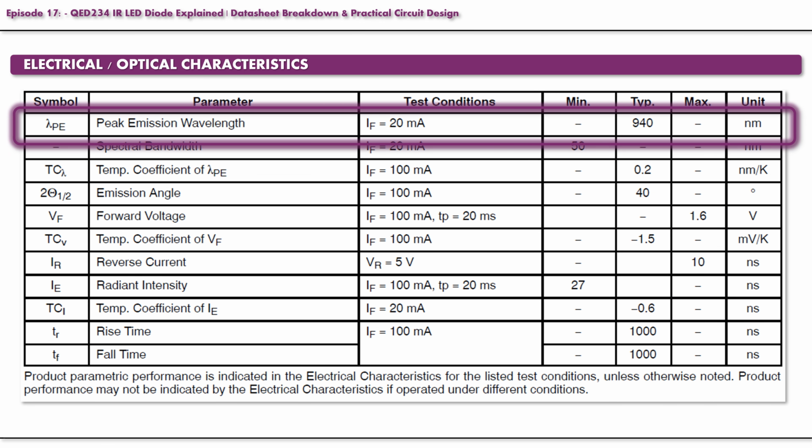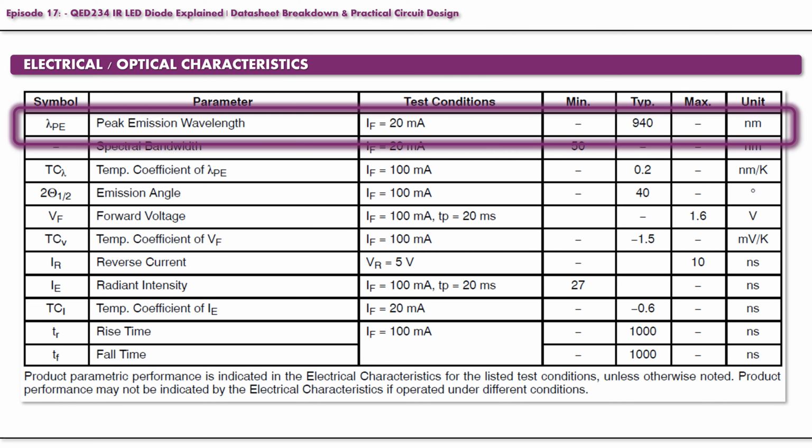The first parameter is the peak emission wavelength, marked by the Greek letter lambda. This specification tells us that under test conditions, with a forward current of 20 mA, the dominant wavelength of the light emitted by the diode is 940 nanometers. This places it near the far end of the infrared spectrum.